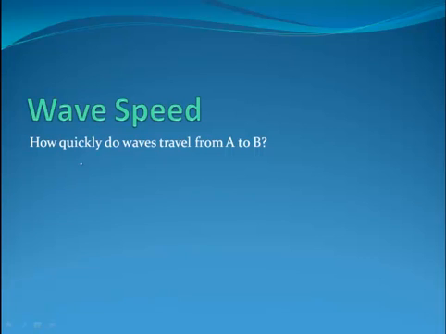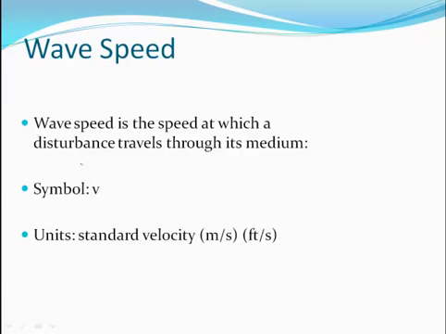Hey guys, welcome back. Today we're going to talk about wave speeds, which is how quickly a wave moves from one point to another. So, the definition of wave speed is pretty self-explanatory. It's how fast does the wave move? How fast does that disturbance move from one location to another? A formula for that would just be the total distance that it travels divided by the total time that it takes to get there.